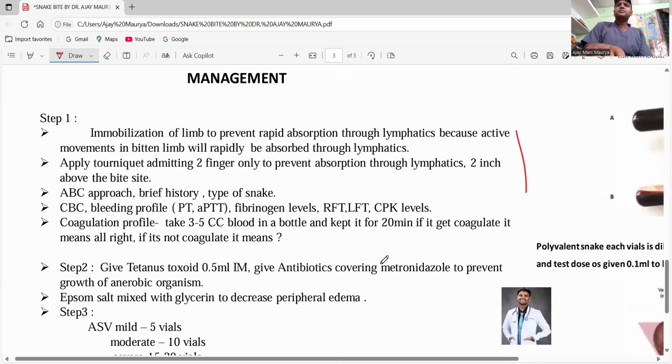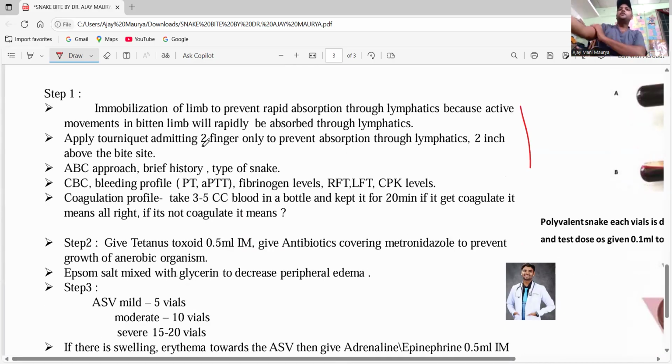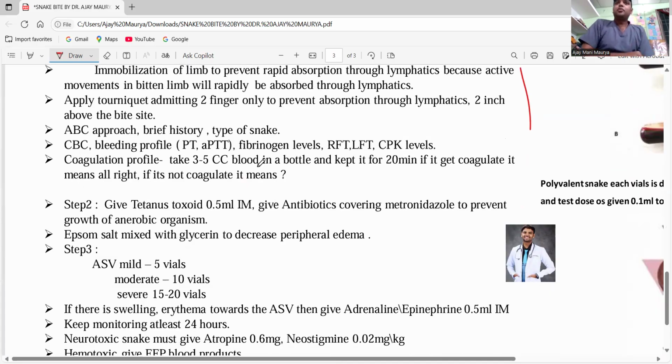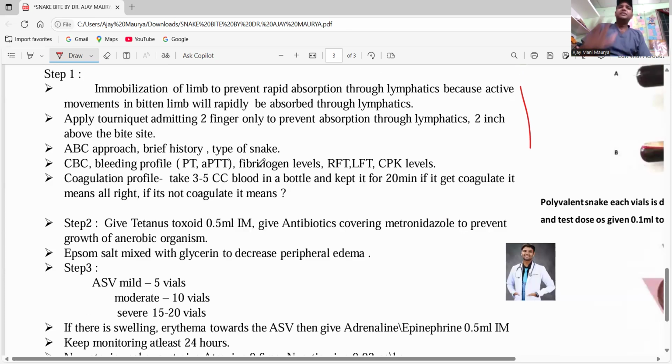Okay, first of all, what I said, you have to immobilize the limb to prevent rapid absorption. And then apply a tourniquet to the finger, not too tight. Now the next one is the ABC approach: airway, breathing, circulation. Take a brief history. Then immediately take the blood from the patient.